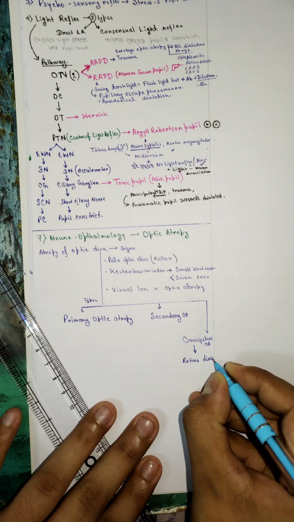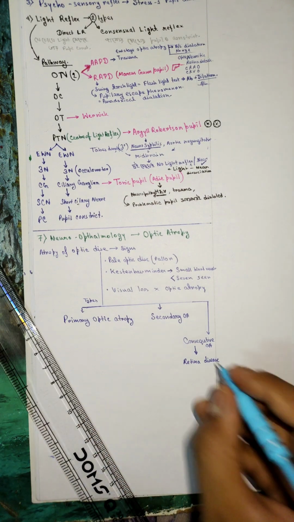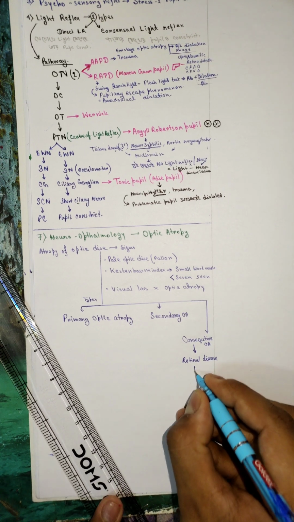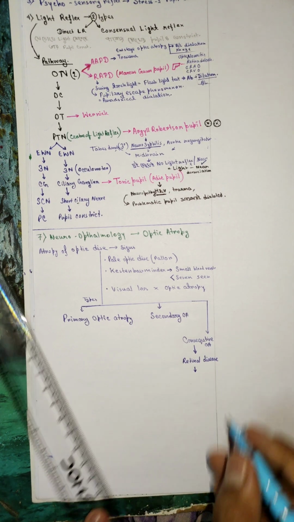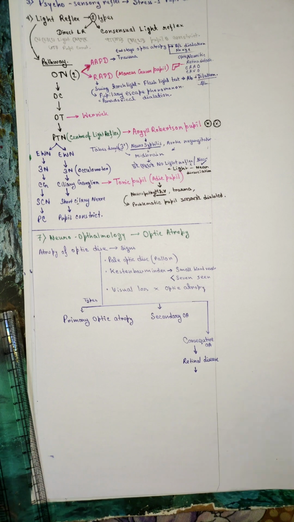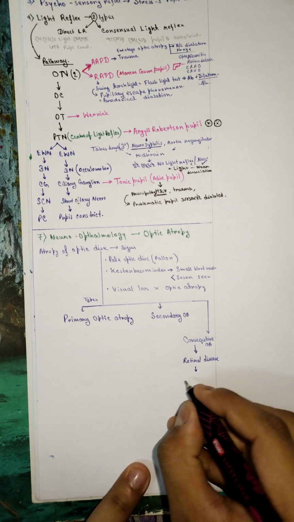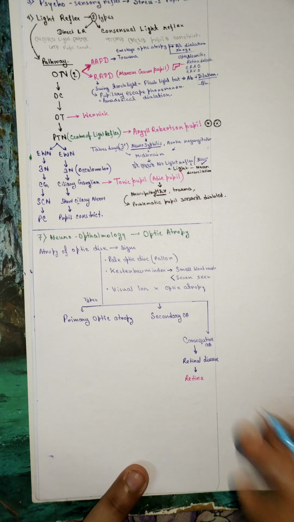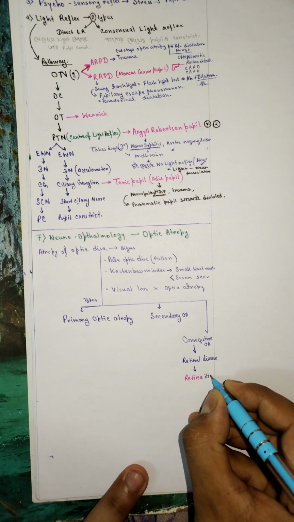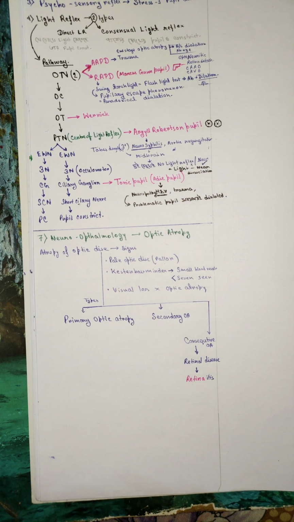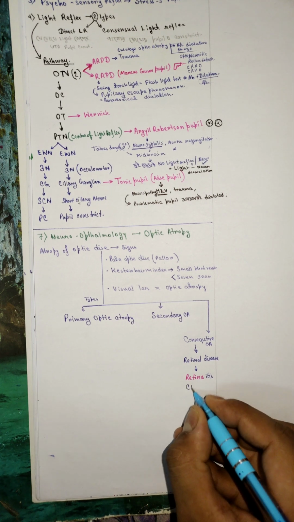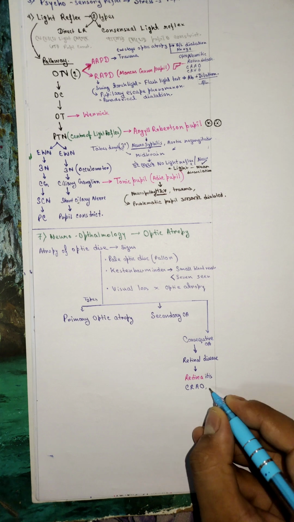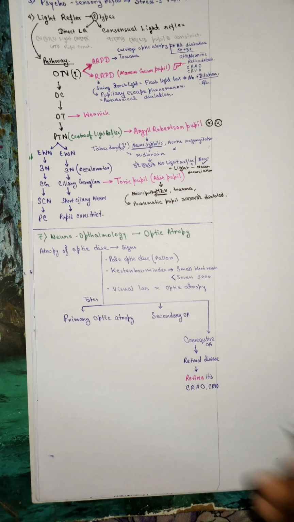That means any kind of retinal disease can cause it. Example, retinitis, central retinal artery occlusion, central retinal vein occlusion.